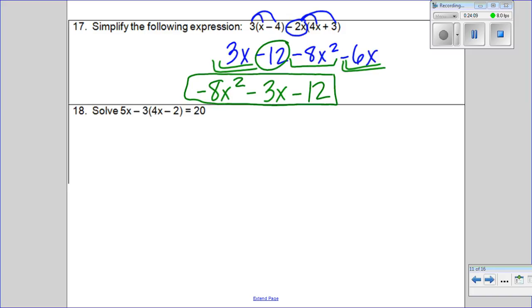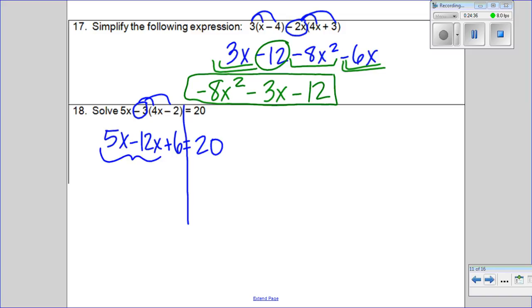Number 18 says solve 5x minus 3 times 4x minus 2 equals 20. Before I can start solving, once again, I've got to distribute this negative 3 into this parentheses. So I'm going to get 5x minus 12x plus 6. Don't forget that negative 3 times a negative 2 becomes a positive 6, which equals 20.